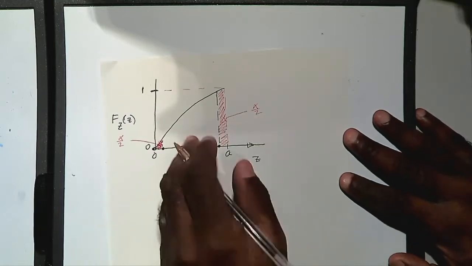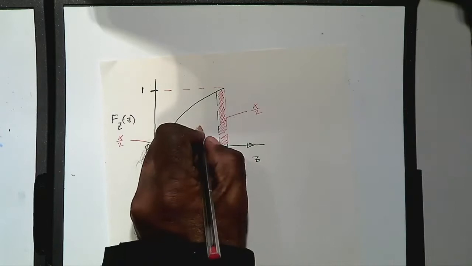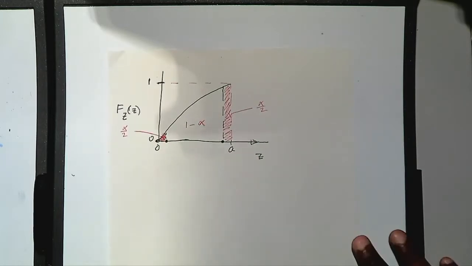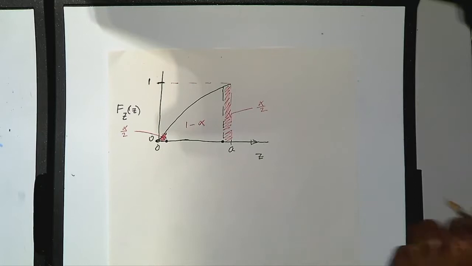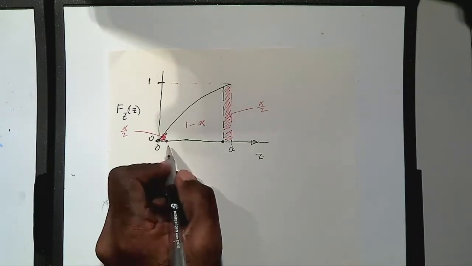So the middle area, the area between them, will be 1 minus alpha. So this is 1 minus alpha, this is alpha by 2, this is alpha by 2. Now, based on this picture, you should be able to figure out what these 2 points are, right? So let's take this point first.